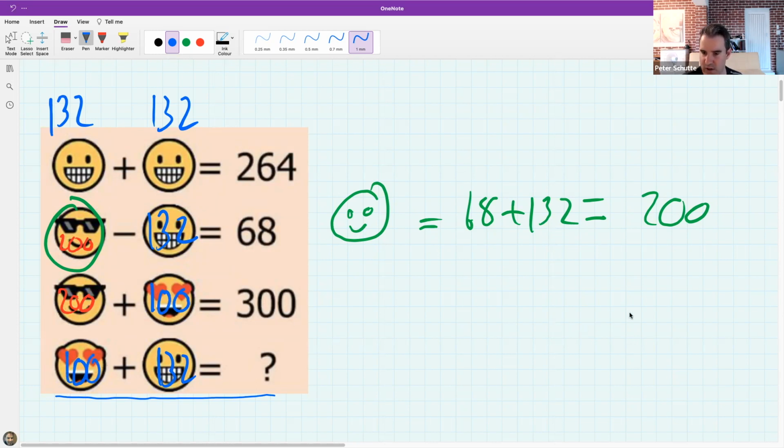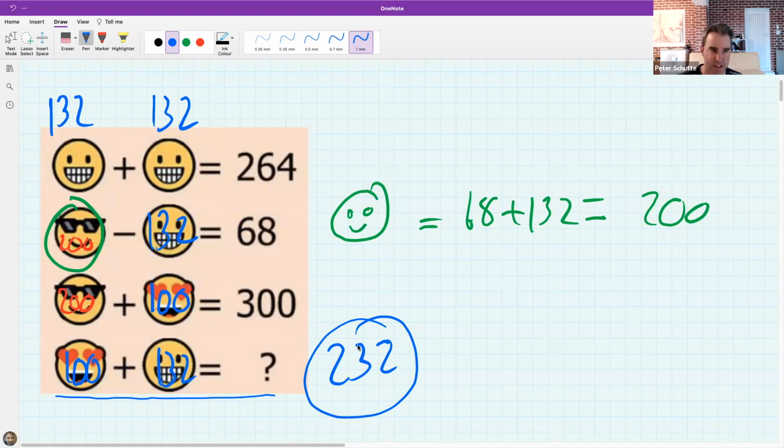Others have already got their answers. So for me, the correct answer is 232. Because it's 132 for the smiley face. It's 200 for the sunglasses. And then that means the person who's in love is 100. And so the final line is 100 plus 132.